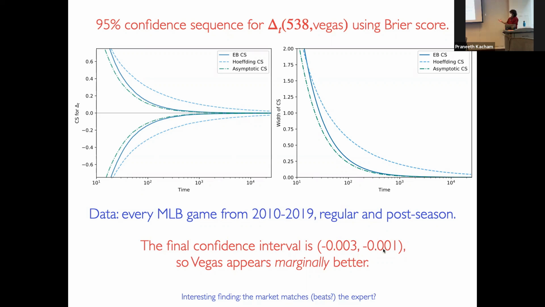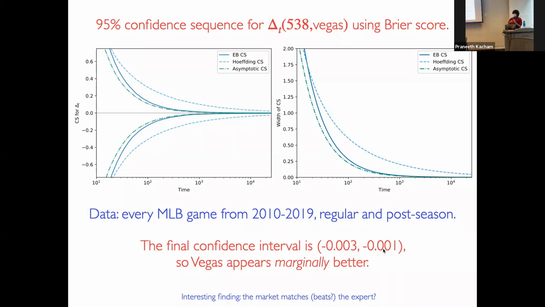Maybe this is an interesting finding that the market matches or beats the expert. That's interesting, that you can actually look at the odds from betting markets and that those are informative about the real world. That's nice. But other than that, this is not really trying to make a statement about those two. In fact, in the paper, we compare other pairs.